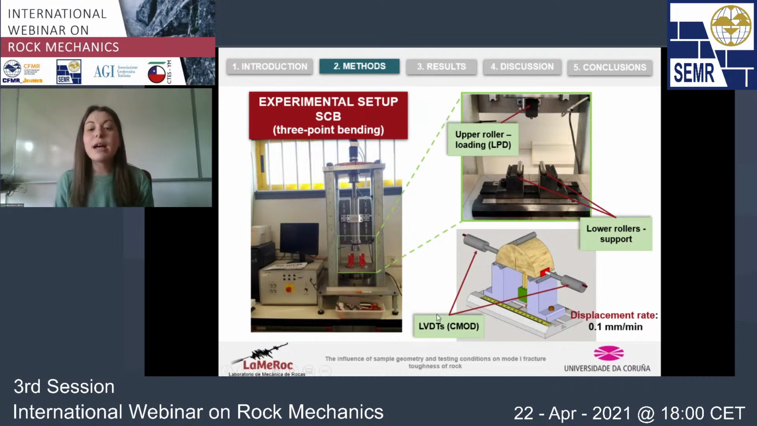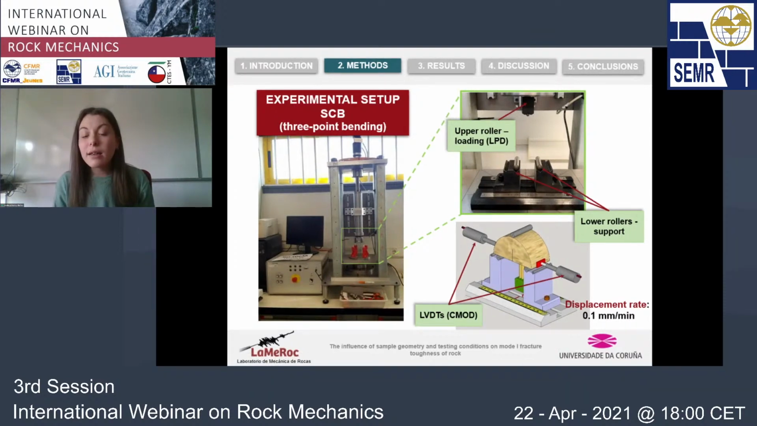In this case, we have measured the crack mouth opening displacement, not with a clip gauge, as you can see here, but with 2 LVDTs placed on both sides of the sample. And for these experiments, we have used a displacement rate of 0.1 millimeters per minute, which is low, but is within the range of the values recommended by the suggested method. And this is to avoid any dynamic effect.